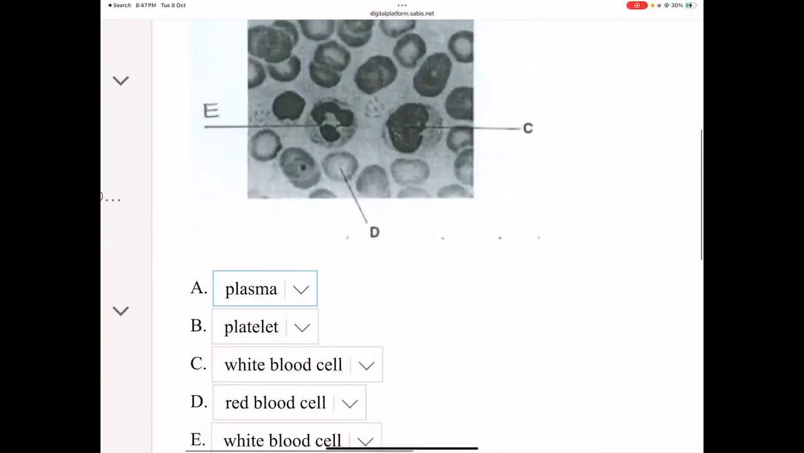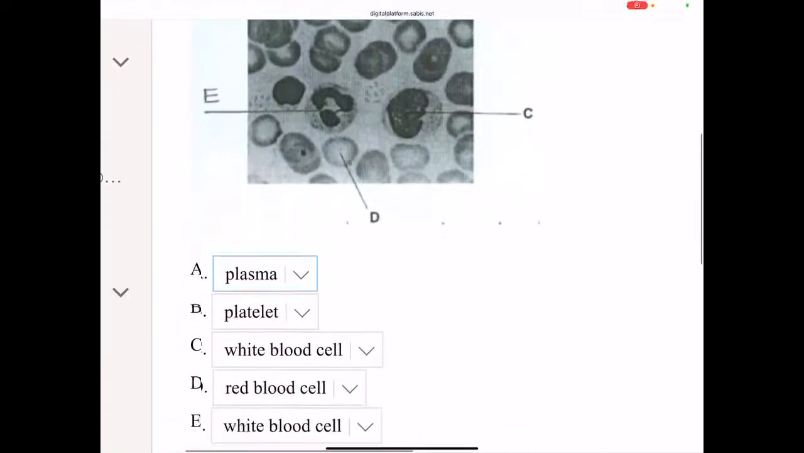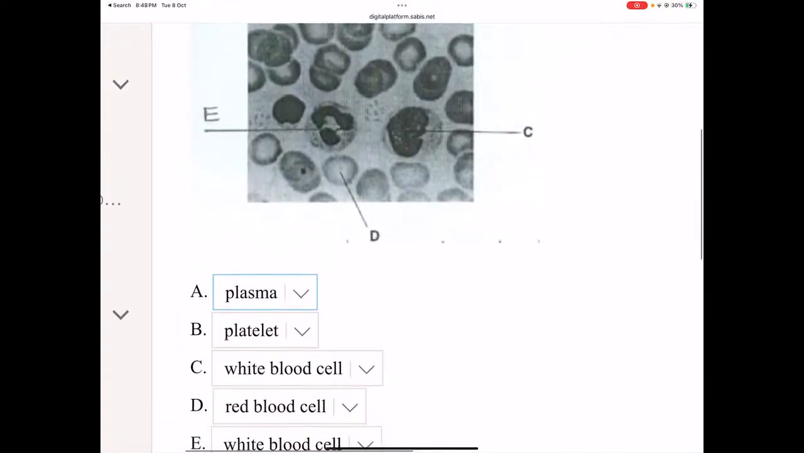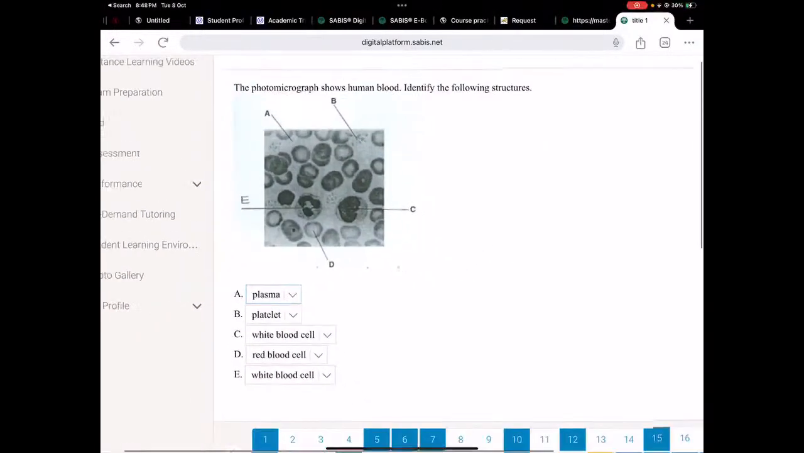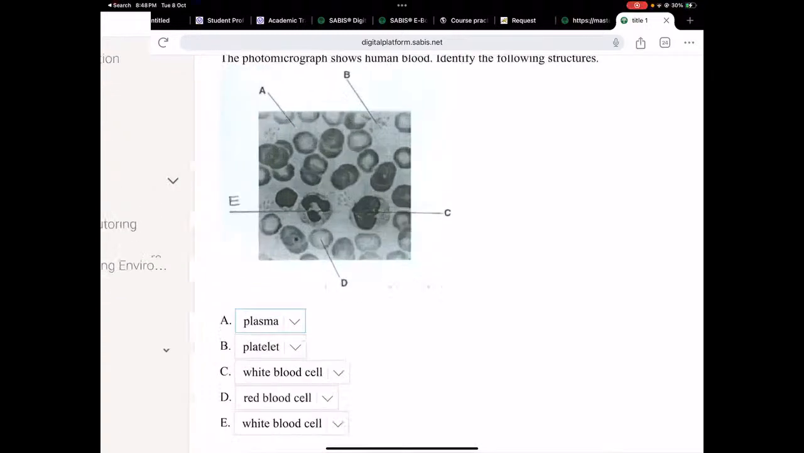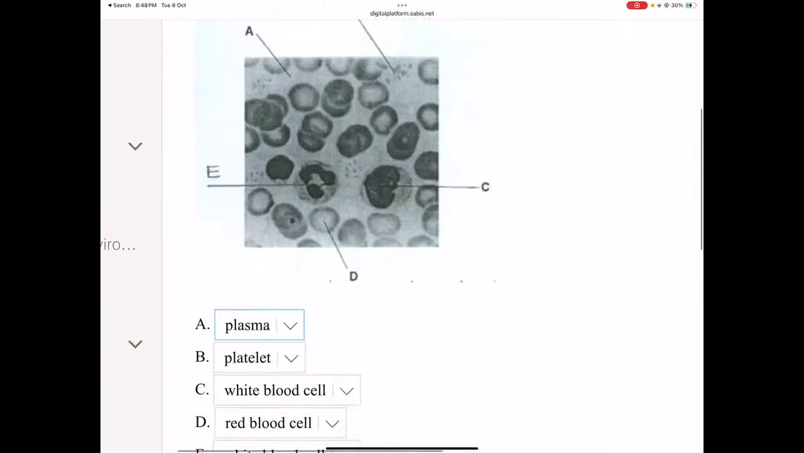A is red blood cell. Are you sure A is red blood cell? Okay, this is correct. Do you guys understand how I'm solving it? It's just look at the graph. B, we said platelets are fragments. A is the liquid part, which is the plasma.